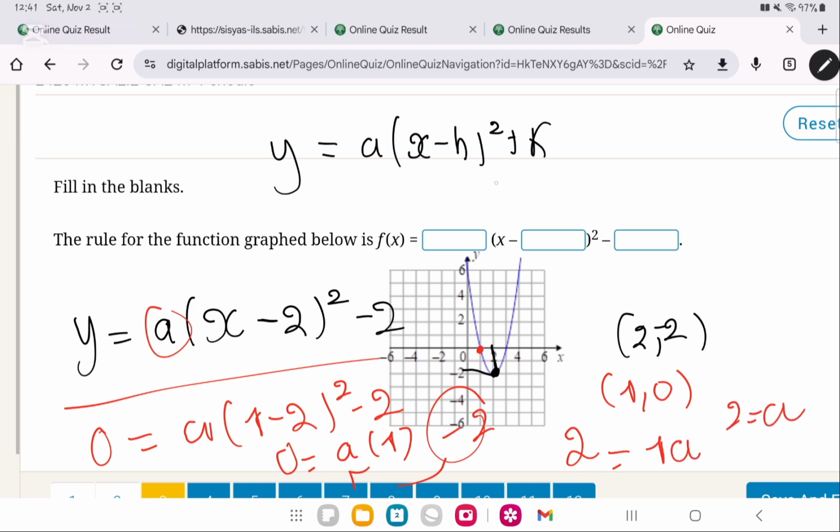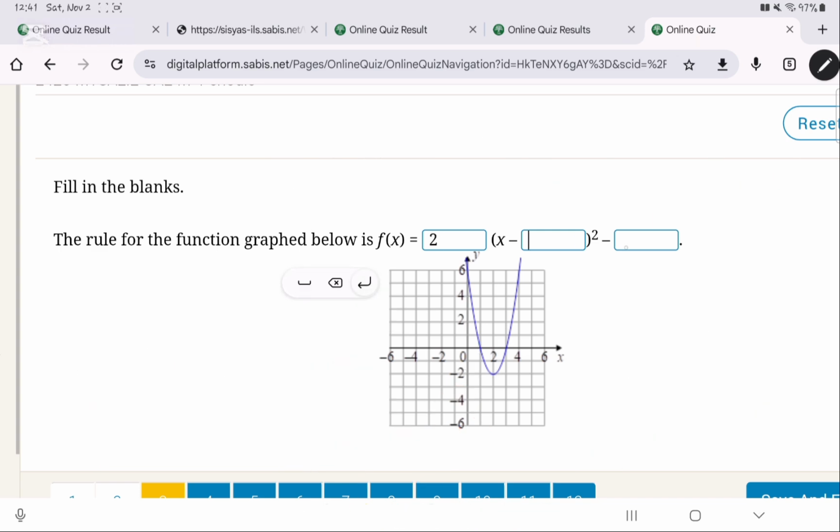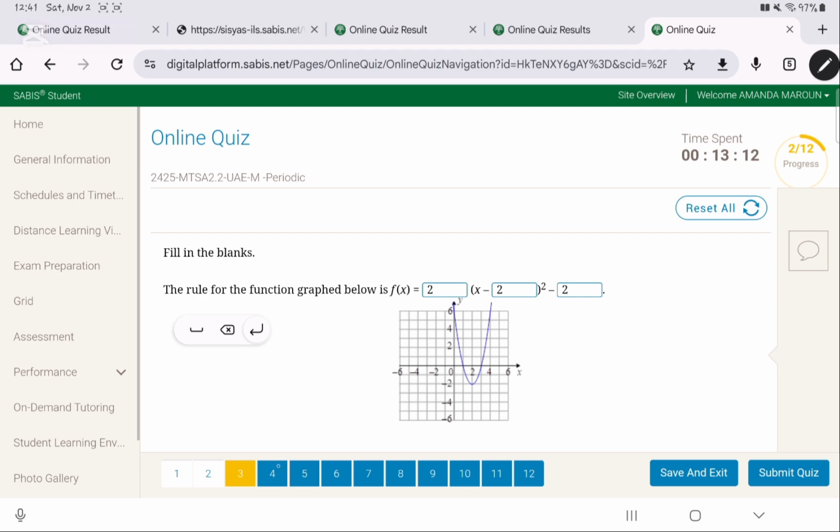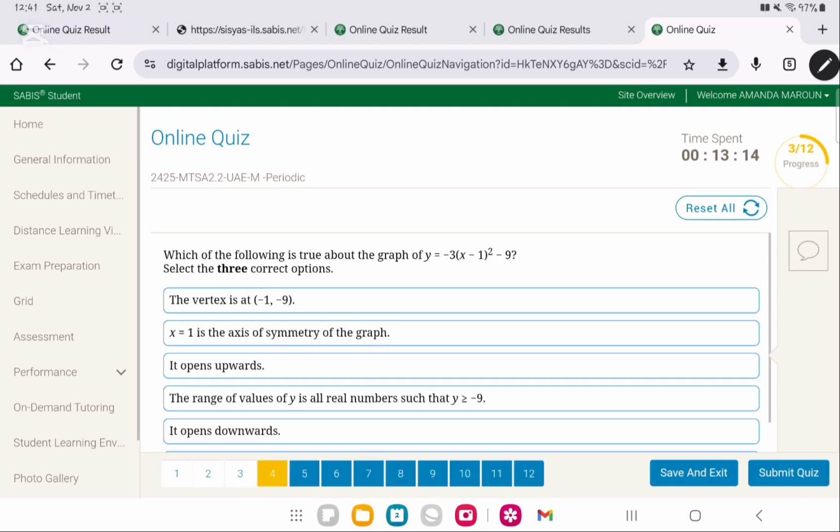So very simply, our function becomes y equals 2(x minus 2) squared minus 2. So our answer here is 2, 2, and 2. We proceed to question number 4.